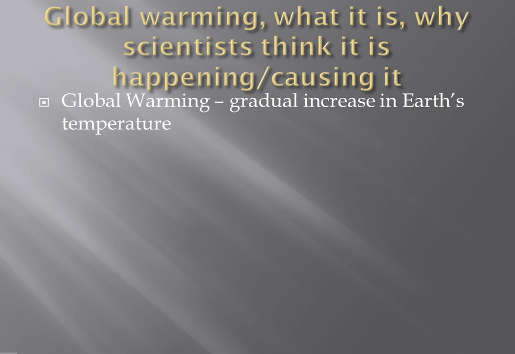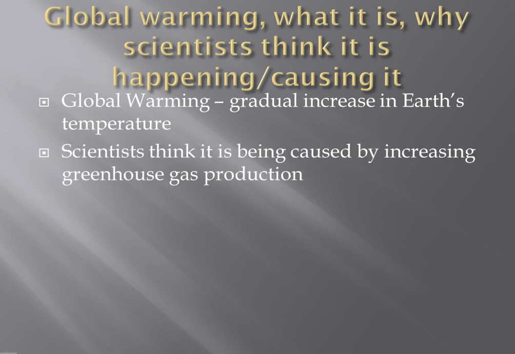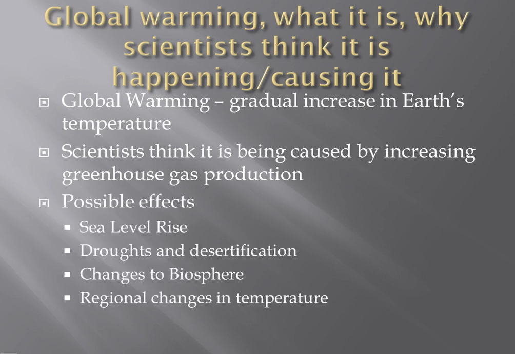The last topic was global warming, what it is, why scientists think it is happening, and what's causing it. Global warming is the gradual increase in Earth's temperature. Scientists think that it's coming from the release of greenhouse gases from different industries that we have, such as cars and our power plants that release lots of greenhouse gases. Those include carbon dioxide and other gases like that. Remember, a greenhouse gas is any gas that can help trap heat in the atmosphere.